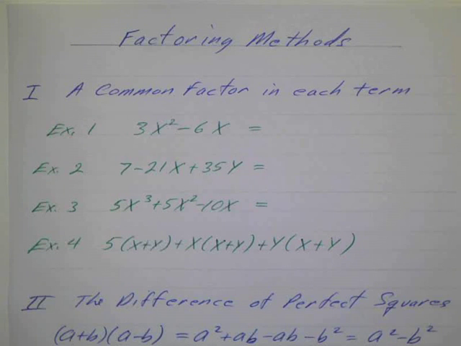So here's some factoring methods, and there's about 7 of these, so we'll go through them one at a time. The first one is a common factor in each term, so I've got some examples here. This is kind of like the antidistributive property.